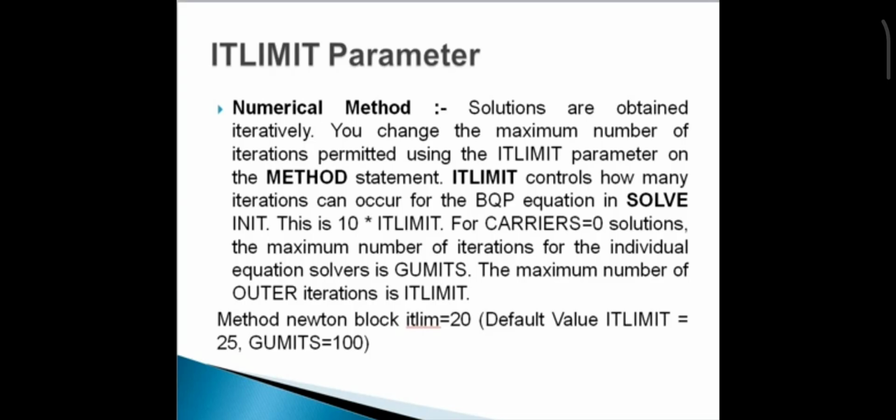Method Newton block, itlimit is set to 20. By default, the value of itlimit is 25 and the value of gumits is 100. The maximum number of iterations for the individual equation is gumits. The maximum number of outer iterations is set by itlimit.